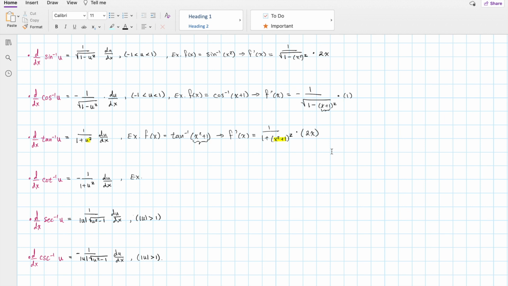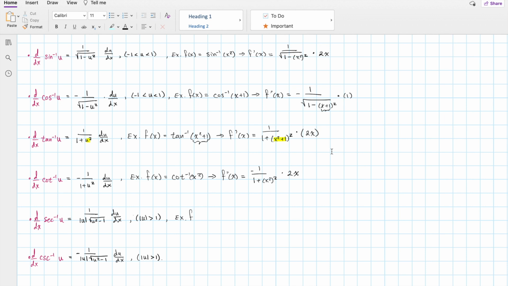Okay, for our cotangent, we have an example. Let's say f of x is equal to arccotangent of x squared. Then the derivative is going to be negative 1 over 1 plus x squared, put that in brackets, and then square it, multiplied by the derivative of that x squared, which is 2x, right?